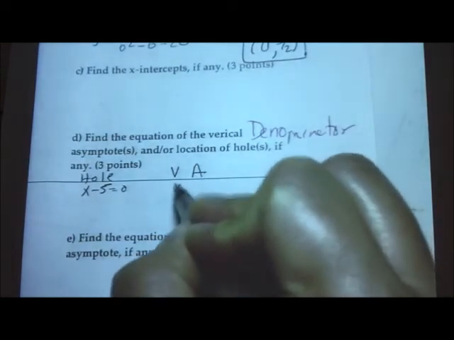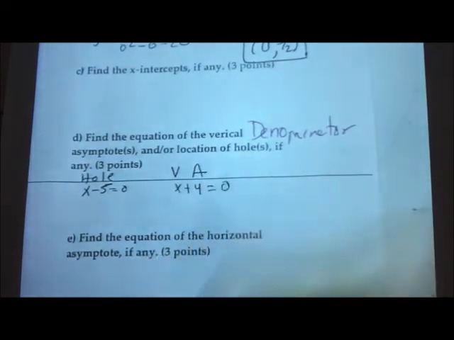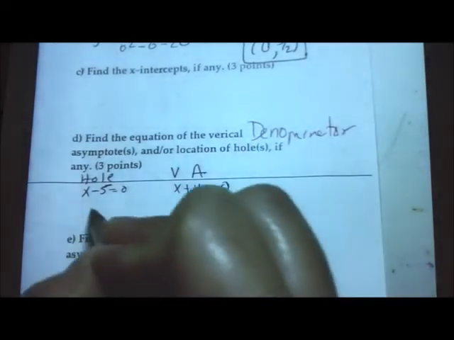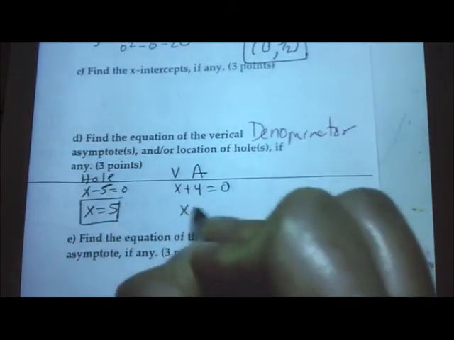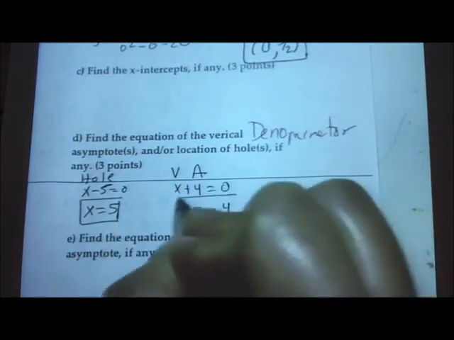Vertical asymptote, sweetie pies. It is my denominator. We have to set it equal to 0, and there it is. So my hole is at x equals 5. My vertical asymptote is going to be at x equals negative 4.